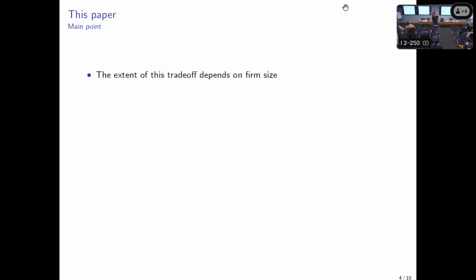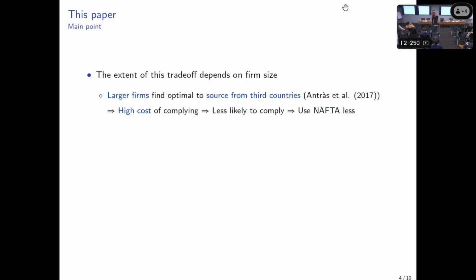So this paper emphasizes that the extent of this trade-off depends crucially on firm size. If you're a large firm, you are more likely to find it optimal to source from many third countries, which means that the cost of complying with rules of origin is going to be particularly high because it is optimal for you to source from third countries. And if you want to use NAFTA and comply with rules of origin, you cannot do that. So for you, it's very costly. So large firms are going to use NAFTA relatively less as compared to other firms.